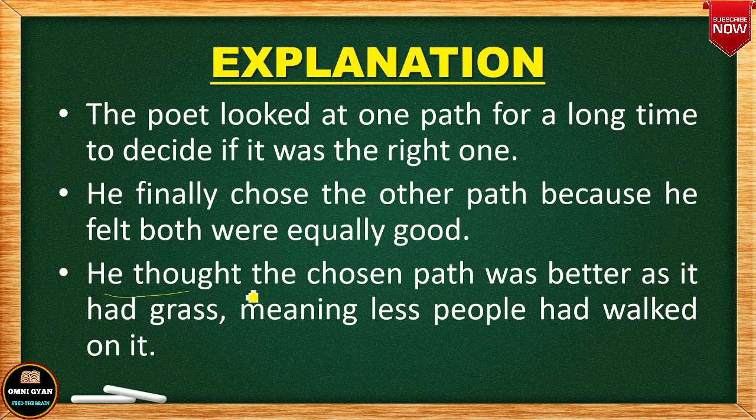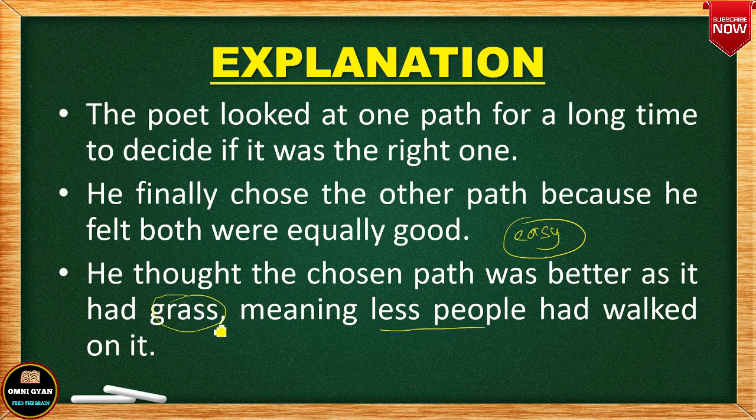He thought, that means the poet thought, the chosen path was better as it had grass, meaning less people had walked on it. Now you see the poet, what is the difference between the poet and a normal people? पोएट और एक नॉर्मल ह्यूमन बीइंग में, एक नॉर्मल इंसान में क्या डिफरेंस है? वी चूज द इजी पाथ फॉर आवरसेल्फ. वी ऑलवेज चूज द ईजियर things for ourselves, but the poet has chosen the road which was less traveled by people. The poet had chosen a road which was grassy.